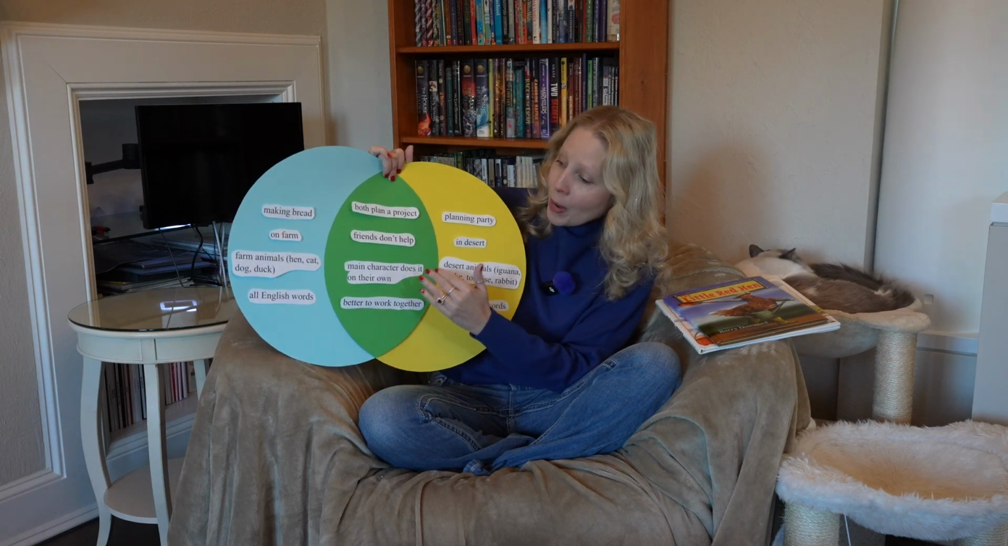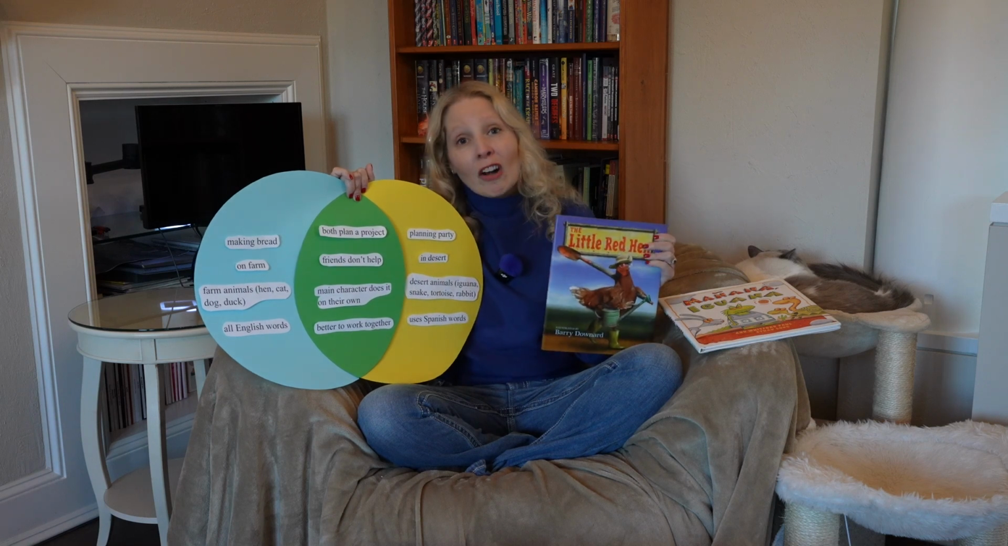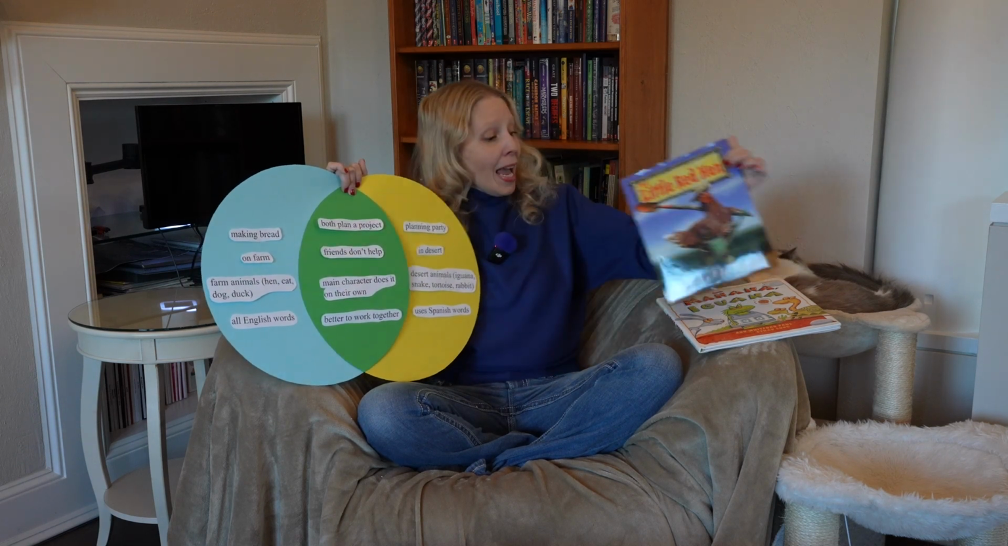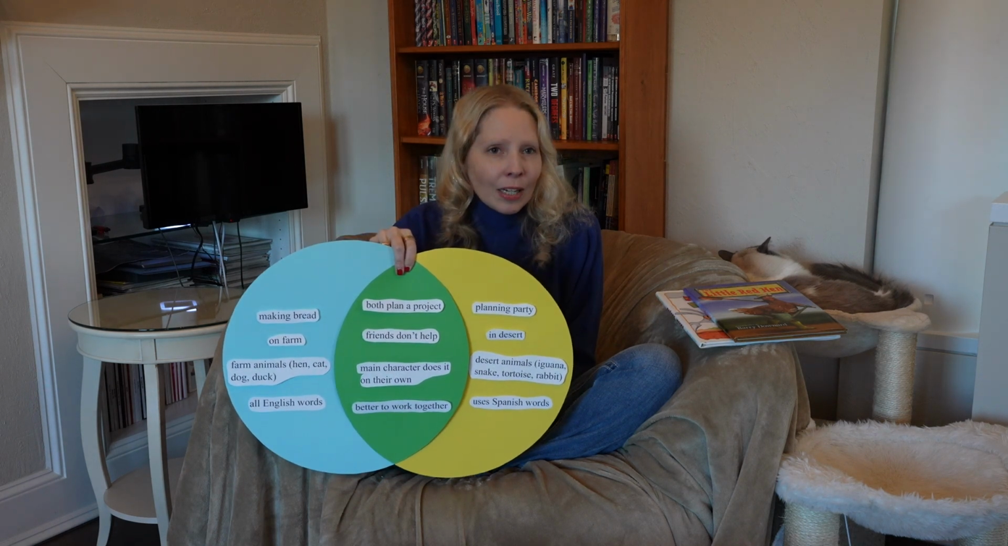Both of them, you have a main character that's planning a project. You have friends that don't help. You have a main character that does it on their own. And there's a lesson learned that things are better when we work together. In this version, it's kind of the hard lesson at the end: sorry, you don't get the bread because you didn't work with me. And with Manana Iguana, they come together and help clean up at the end so they get to share those leftovers. But this is a great jumping off place for discussion on comparing and contrasting ideas in a book.